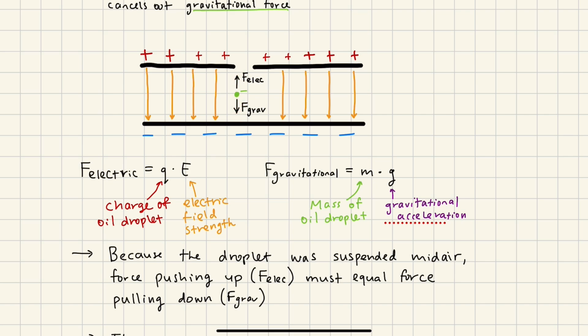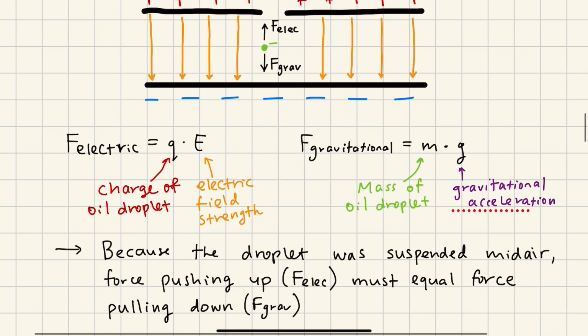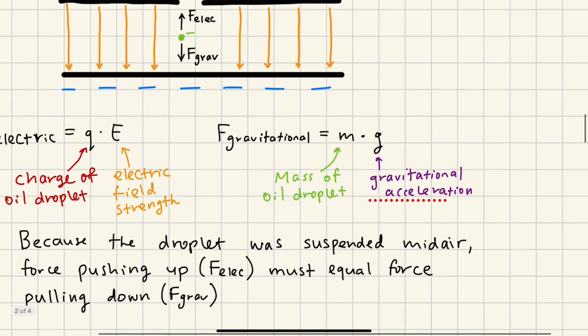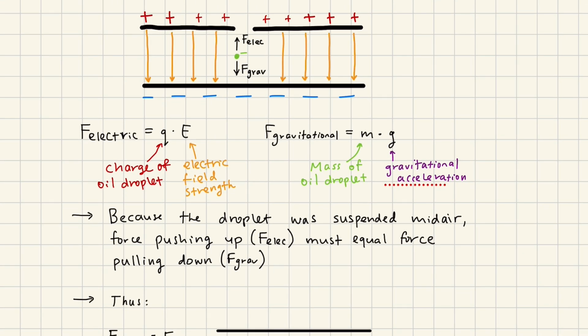And then we can use a couple of really simple equations to describe both gravity and the electric force. So the electric force is defined as the multiplication of the charge and the electric field strength, which is just a constant that Millikan would have known in his experiment. And gravitational force is the mass of the oil droplet multiplied by the gravitational acceleration, which is also a constant. So pretty simple math here.